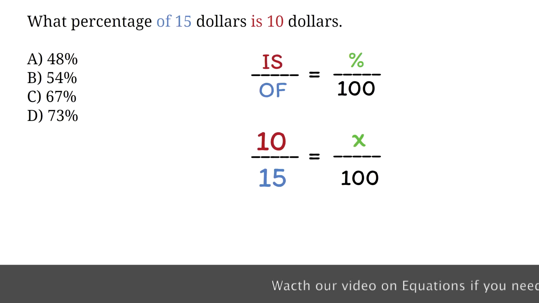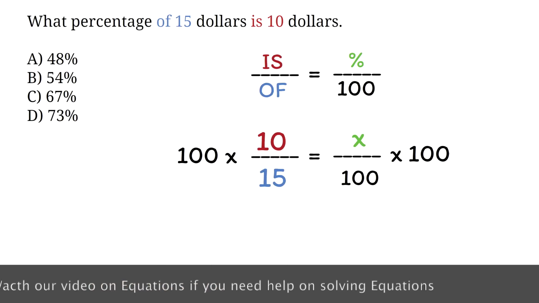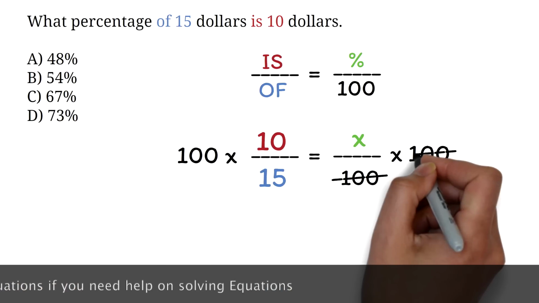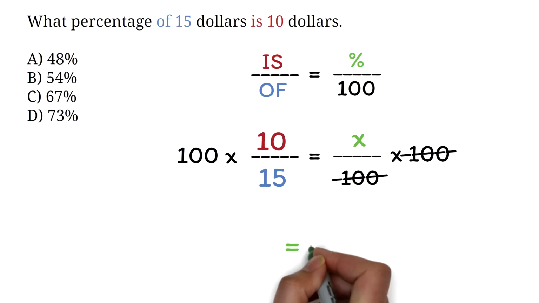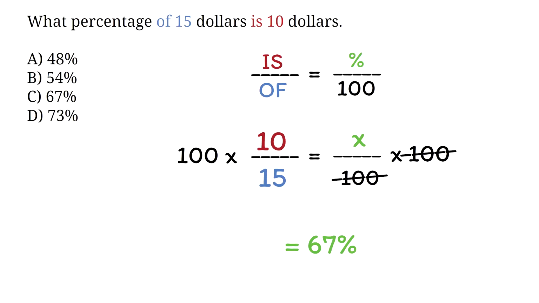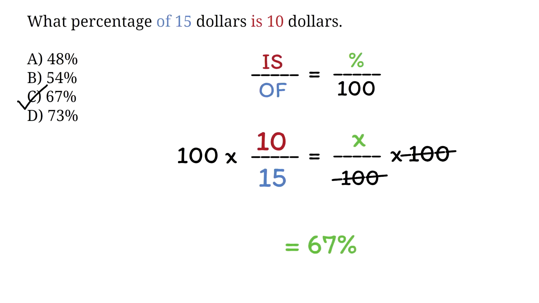Next, we solve for x. We will multiply both sides by 100. The 100 will cancel out. 10 divided by 15 times 100 is 66.67. We can round this up to 67%. The correct answer is therefore option C, 67%.